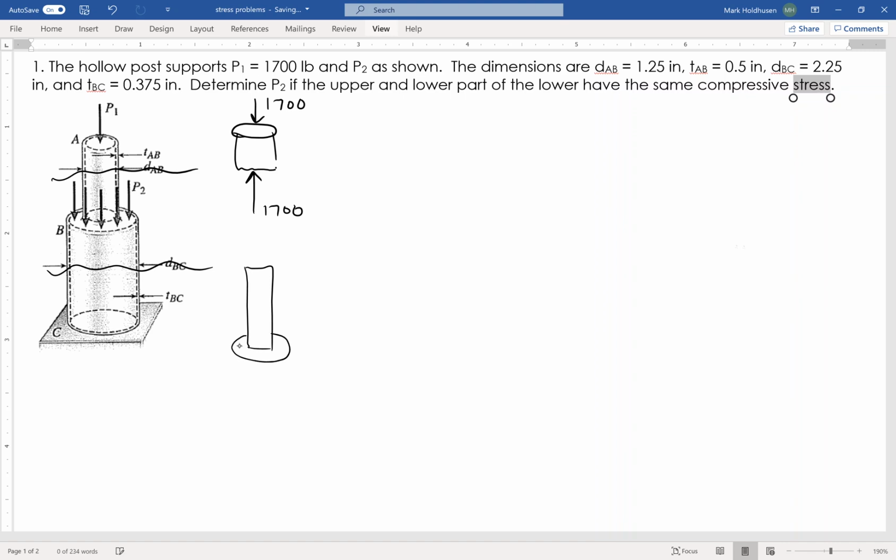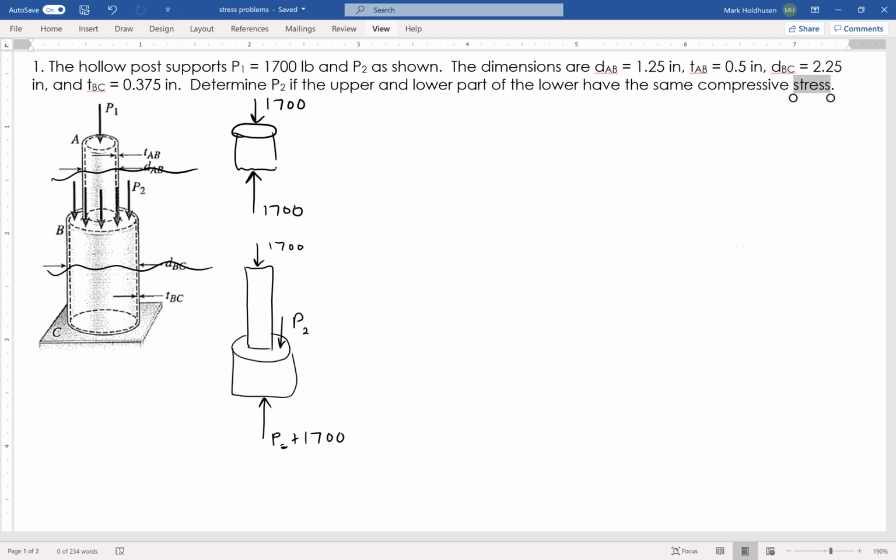Now the other one, I'll draw that one a little bit different. We've got this guy here, and then we cut it right there. So I've got the 1,700 right there, and I've got P2, which I'm trying to find, right there. On that bottom piece, in order for static equilibrium to occur, I sum the forces in the y direction, and I find that internal force to be equal to P2 plus 1,700.